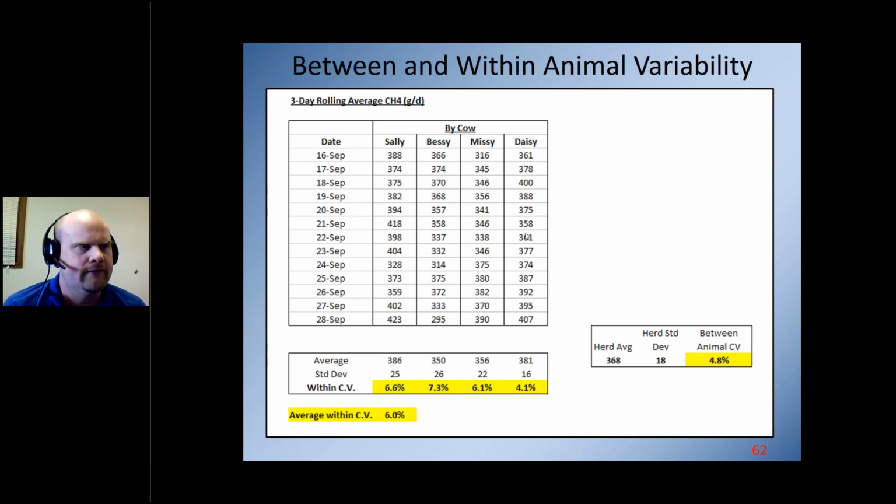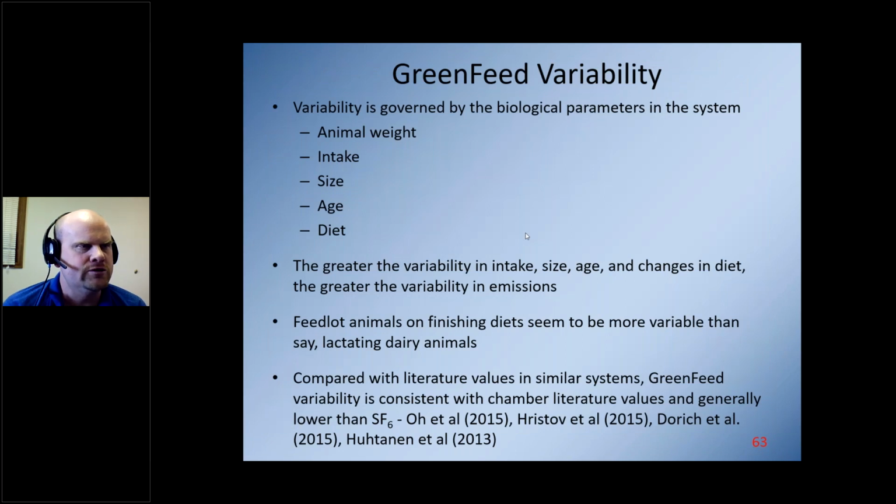When we look at GreenFeed variability and between animal variability, we find that the variability between animals is more governed by animal weight. So if we have large differences in animal weight, we probably have animals that are eating at different rates. And if they're eating at different rates, they're most likely going to produce different amounts of methane.